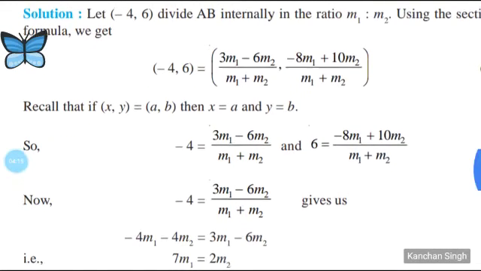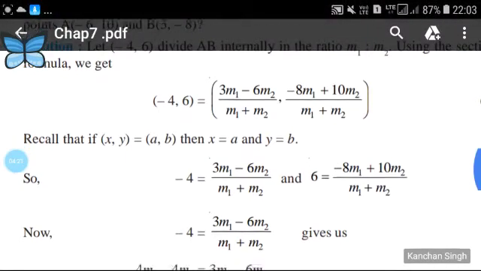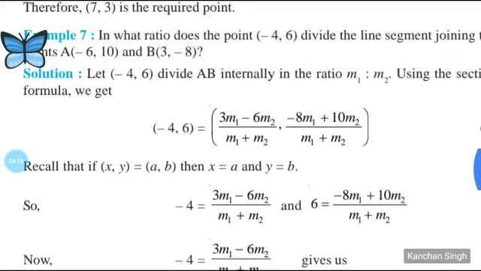While using the formula, we know m1 x2 plus m2 x1. Here m1 and m2 are not known, x2 is 3 and x1 is -6. So the x part is 3m1 minus 6m2 by m1 plus m2. Similarly for the y part, minus 8m1 plus 10m2 by m1 plus m2.